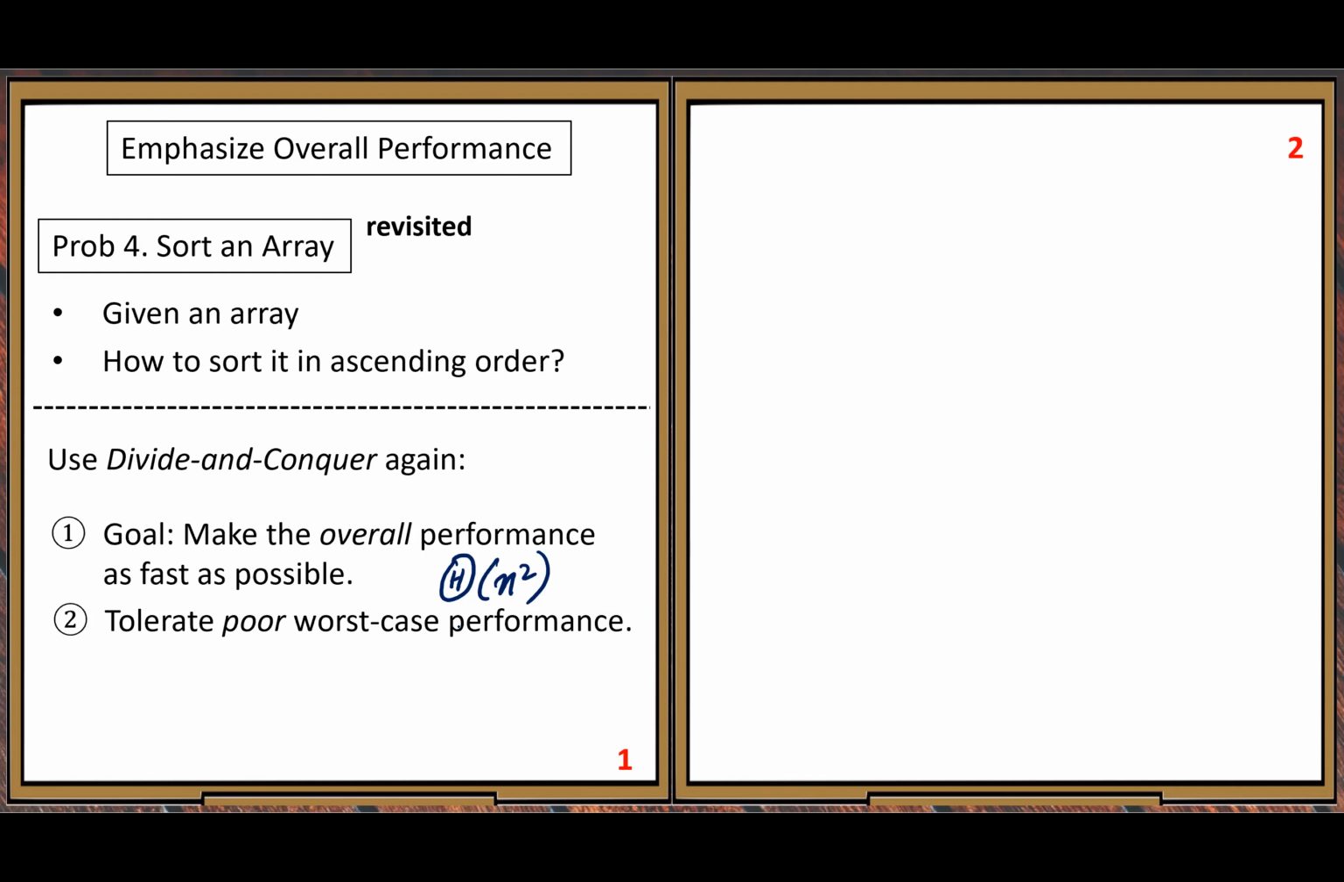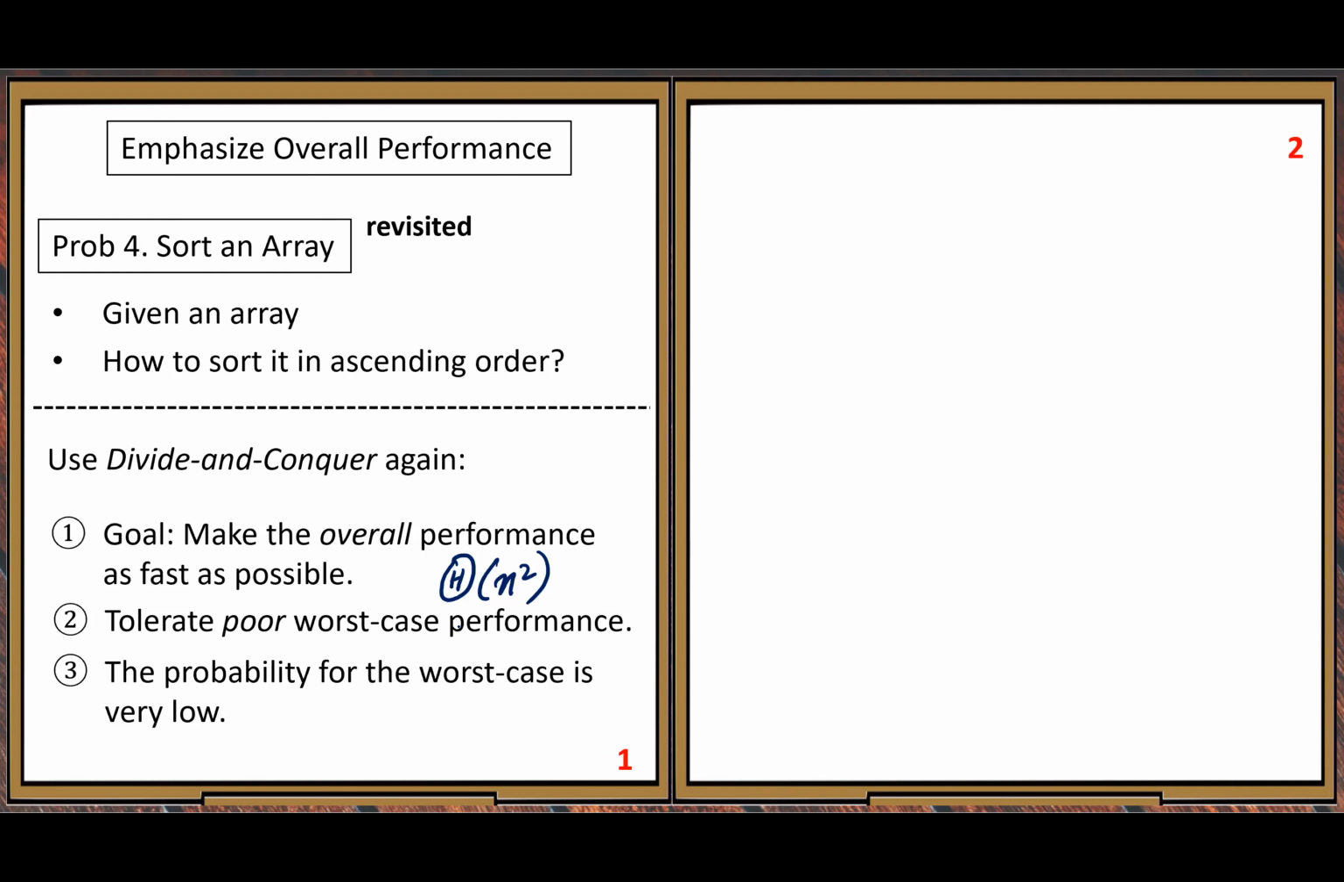That's not very good. Similar to selection sort, bubble sort, insertion sort, but not as good as the merge sort. Merge sort, n log n. Its worst case is n log n. Much better than this one. But if we want to compare the overall performance, this one is better than the merge sort.